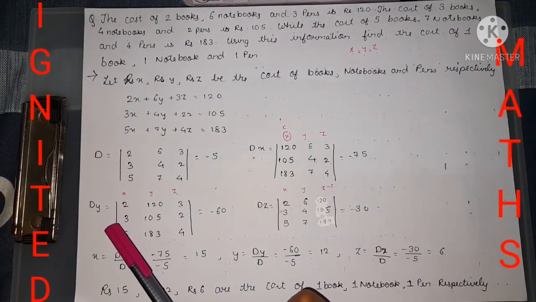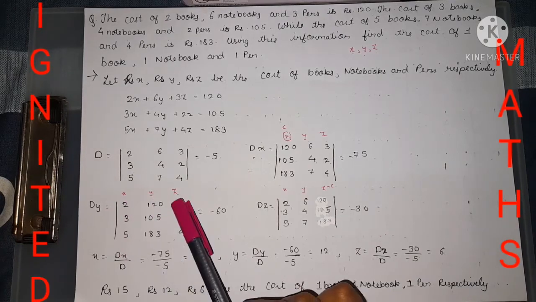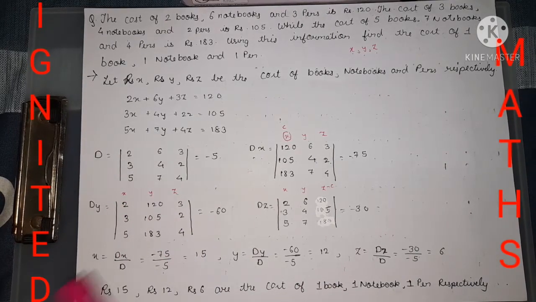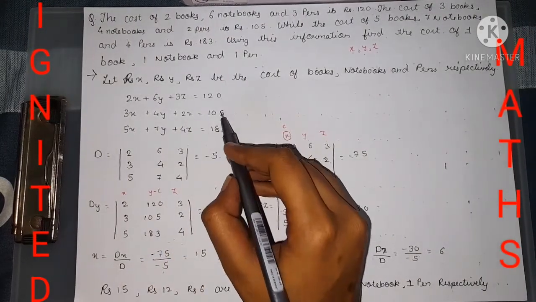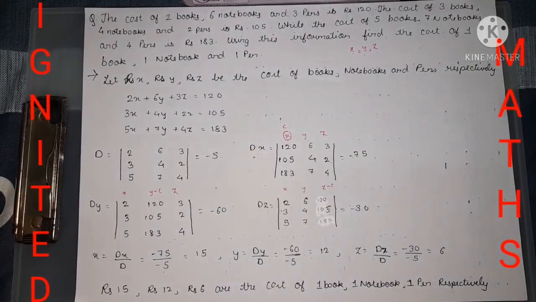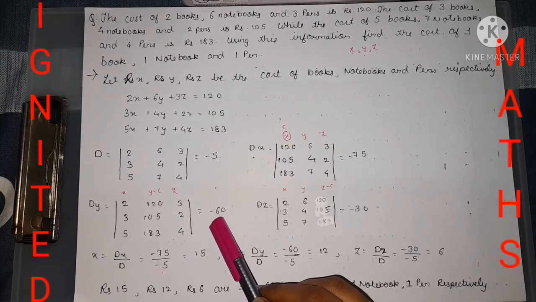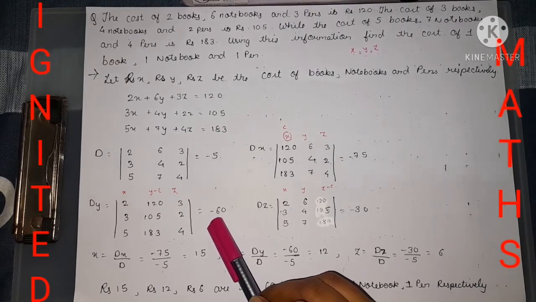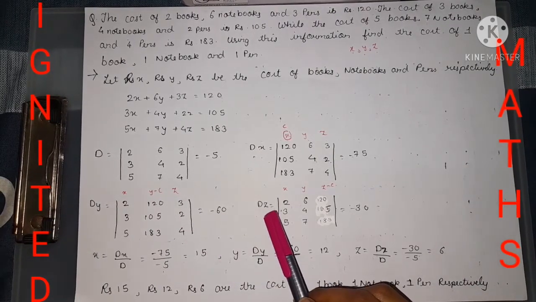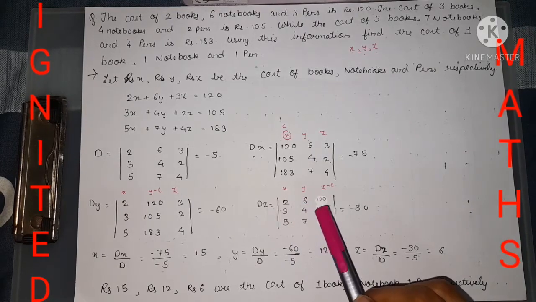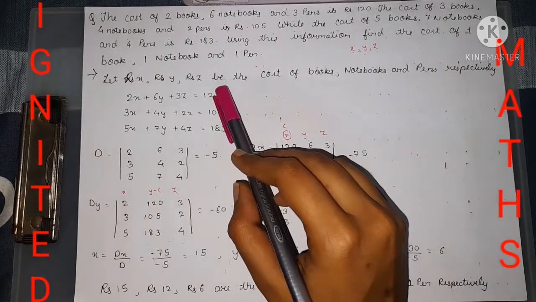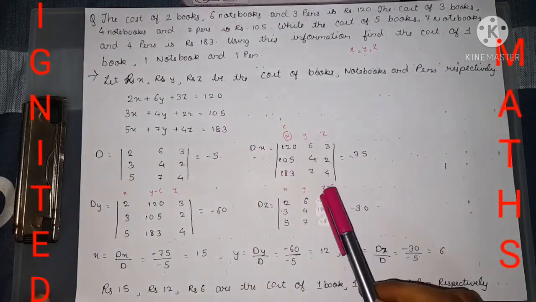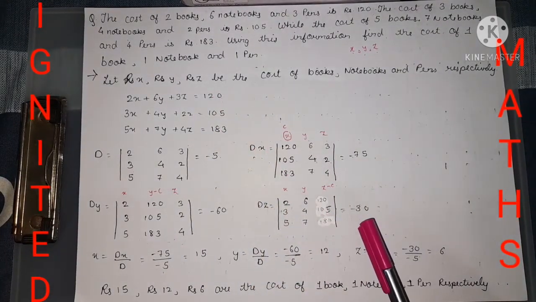And for Dy, the x and z columns will be as before, and in the y column you need to take the constant values, which are 120, 105, 183. If you find the 3 cross 3 determinant, you will get the answer as -60. And for Dz, the x and y columns will be as before, and in the z column you need to write the constant terms 120, 105, 183. You will get the answer as -30.